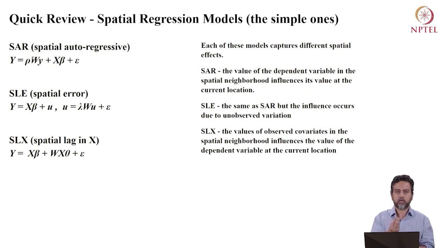So if we are in a sub-district, let's say Agra sub-district, then WY would be all of the neighbors of that sub-district. And how we would pick out the neighbors is because the weights matrix will contain ones for all of the neighbors and zeros for everything else. So we are trying to explain groundwater level in the Agra sub-district using the groundwater levels of neighboring sub-districts. And the coefficient that we want to estimate is rho hat. And as usual, we have the other covariates and the error term.